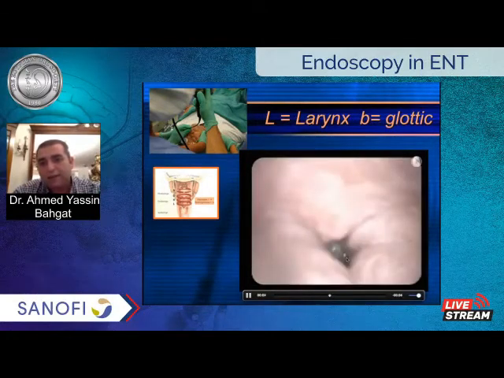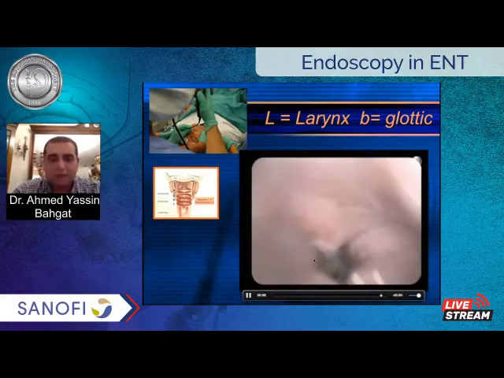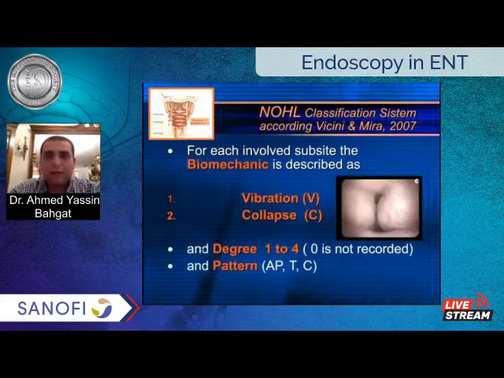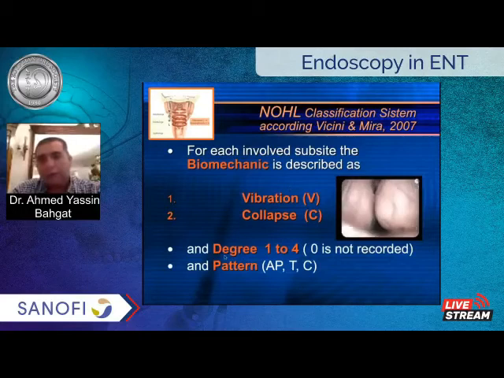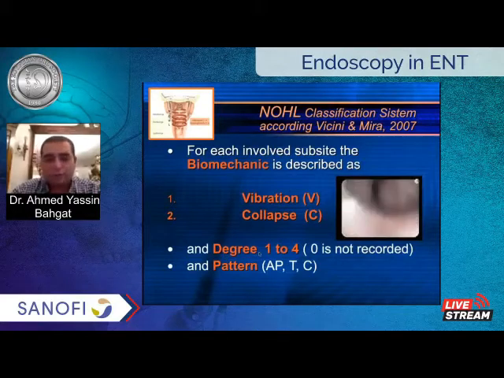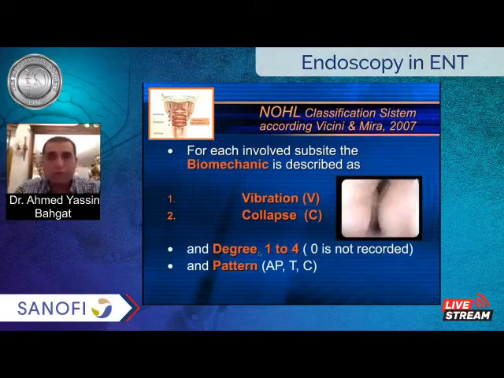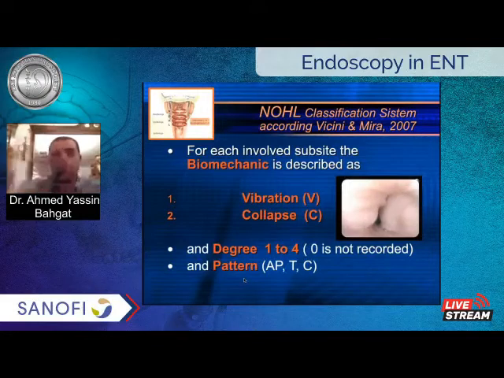Primary collapse in the epiglottis, or in the level of the glottis, this is a patient of bilateral rhinic edema, and there is vibration of the rhinic. Very unusual case, but it may happen that the vibration will be at the level of the vocal cord. So at each level we comment, is it a vibration or collapse, and we comment what is the degree of collapse from 1 to 4. 1 means 25%, 2 50%, 3 75%, and 4 100%. And the pattern, either it's anteroposterior or lateral or transverse, or both of them then circular, anteroposterior and lateral.